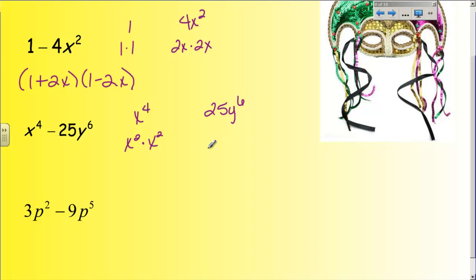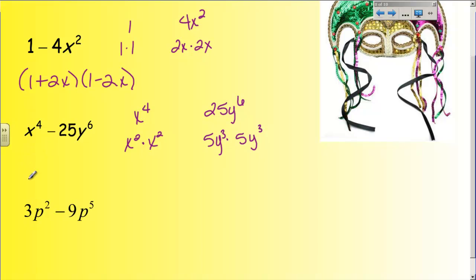25y to the 6th. Well, you know I've got to have 5 times 5. To get y to the 6th, I have to do y to the 3rd times y to the 3rd, because I have to add those exponents together, and 3 plus 3 is 6. So when you're checking exponents to see if they are perfect squares, it is not something times itself, it is something plus itself, because if you'll remember, when multiplying exponents, you're adding, not multiplying. So this really is a perfect square because it's 5y to the 3rd times 5y to the 3rd. It meets the definition of a number times itself.